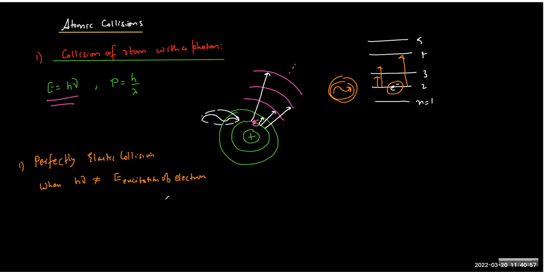Now when I say excitation, it means it can go from the present orbit to any higher orbit. So I'm not mentioning which excitation state, first, second, third, fourth. But what I'm saying is that if the energy of excitation, which we need to make the transition for the electron, is not matching with the h nu, it will never be absorbed, and in such a case we call it perfectly elastic. So what is the perfectly inelastic?